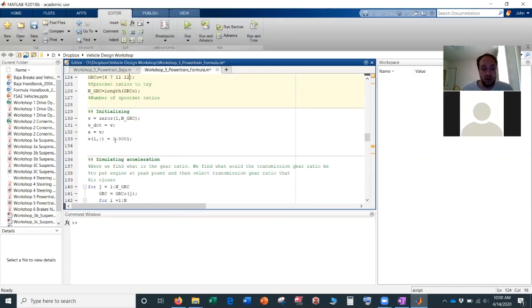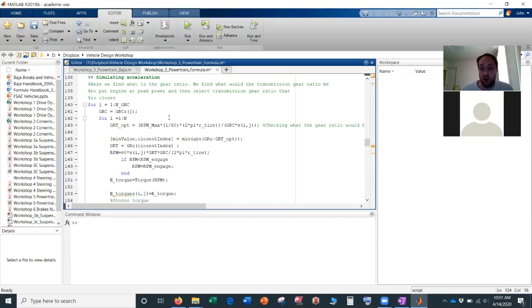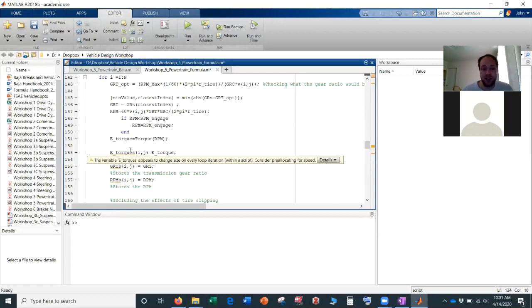This just counts these. Here we run through all the different sprocket ratios, right? And then here's where we're actually integrating with time. So we're basically having to find where we are at the optimal gear ratio. We see what would be the optimal gear ratio, and we pick the gear that's closest to it, right? So we have to simulate a driver, and that's how we do it. We don't let the RPM go below the engagement.